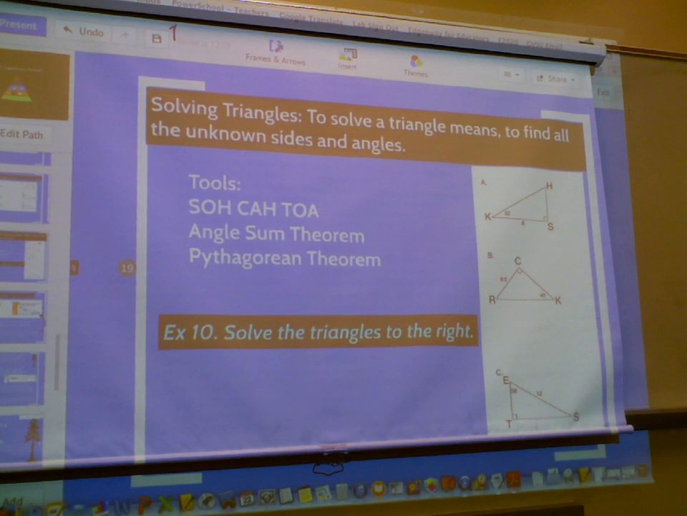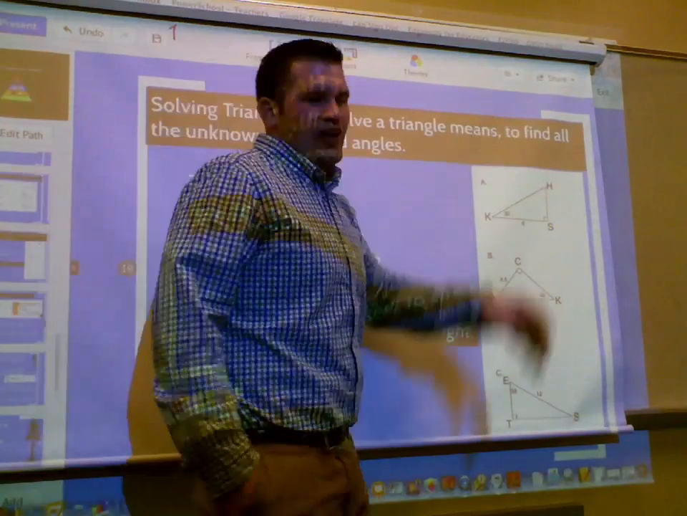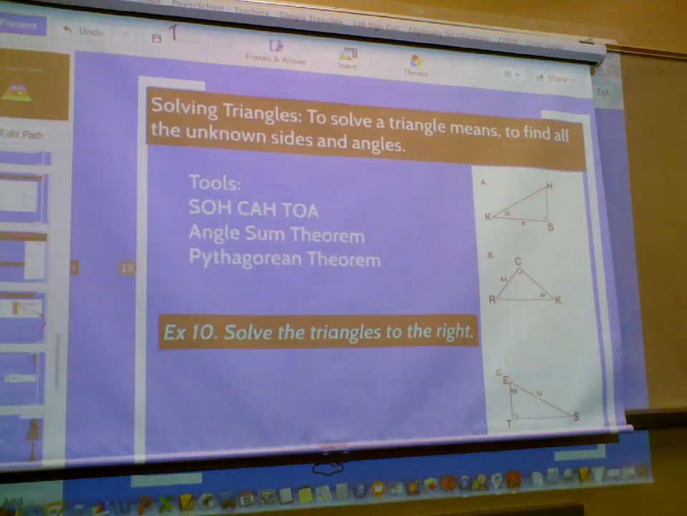Okay. Solving triangles. To solve a triangle means we need to find all the unknown sides and angles. So on your page, it has this first part. To solve a triangle means you need to write down the rest, to find all the missing sides and angles. So when I say solve a triangle, you need to find everything that isn't already told to us.